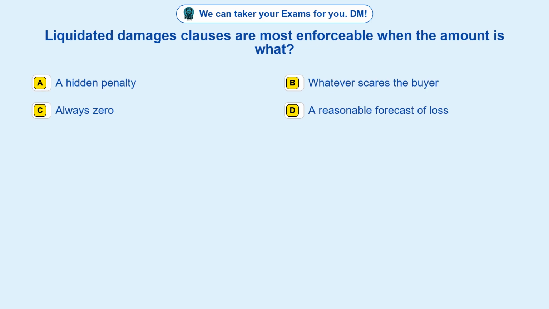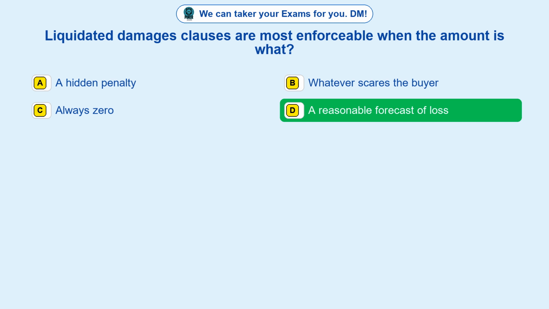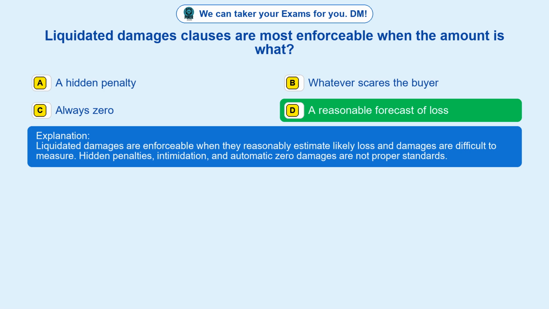Question 18. Liquidated damages clauses are most enforceable when the amount is what? Option A. A hidden penalty. Option B, whatever scares the buyer. Option C, always zero. Option D. A reasonable forecast of loss. The correct answer is option D. A reasonable forecast of loss. Liquidated damages are enforceable when they reasonably estimate likely loss and damages are difficult to measure. Hidden penalties, intimidation, and automatic zero damages are not proper standards.